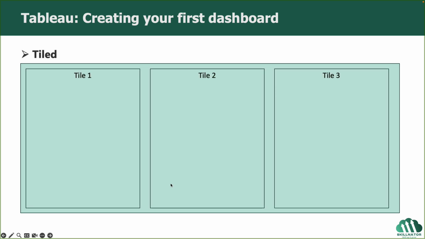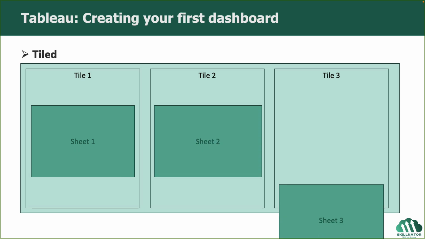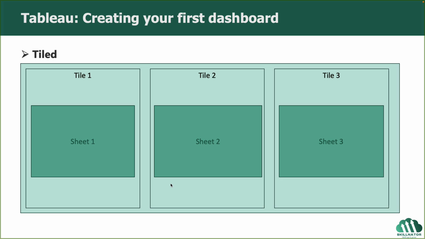Now let's have a look at the tiled approach. In this method, the canvas is divided into tiles or blocks. You can select as many tiles you want the canvas to be divided into. You can also maneuver the size of the tiles. Now, the worksheets you want to appear on the dashboard can only be placed inside of these tiles. Also, the worksheets cannot be placed on top of each other. This makes the tiled approach slightly inflexible and also sometimes confusing for the new learners.